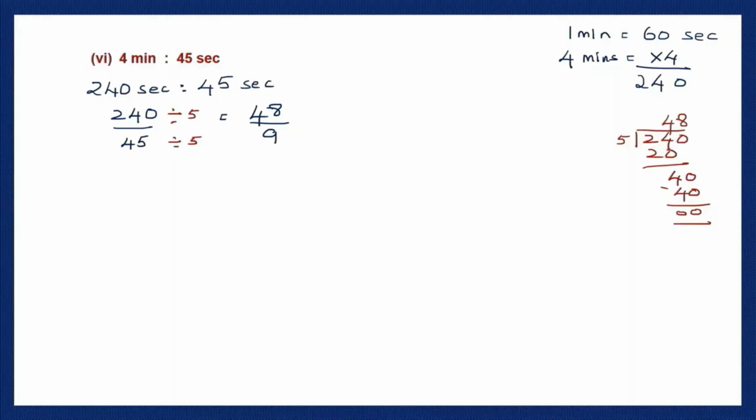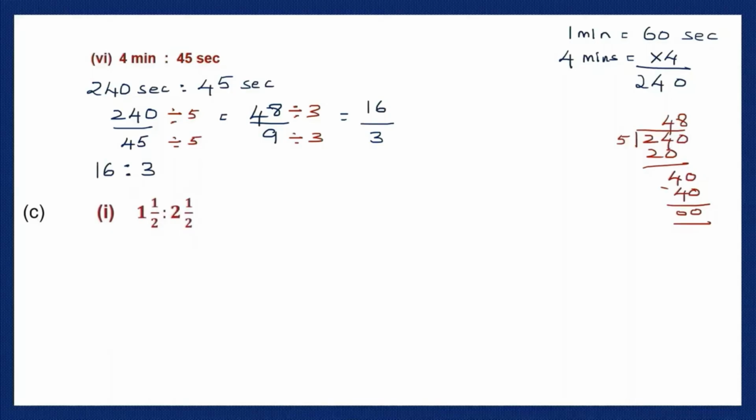We can reduce this further. Again, we can divide both by 3. Divide both by 3 and we get 4 into 6, 3 into 16. 16 threes are 48 and 3 threes are 9. We've got 16 by 3, which we can write as a ratio 16:3.